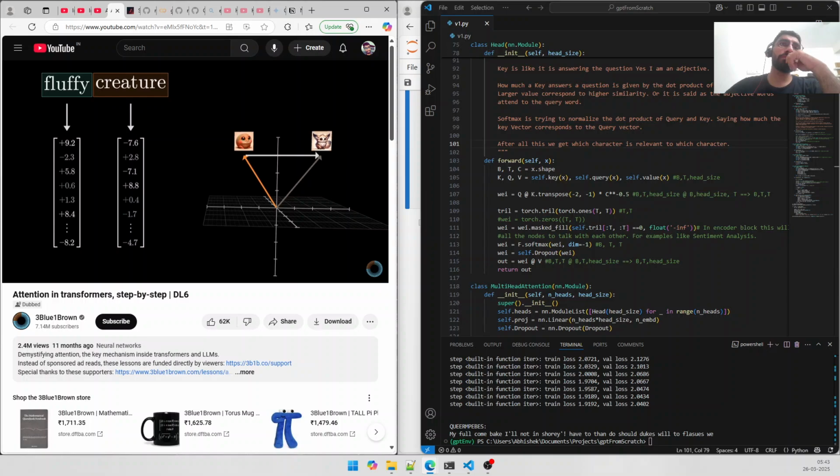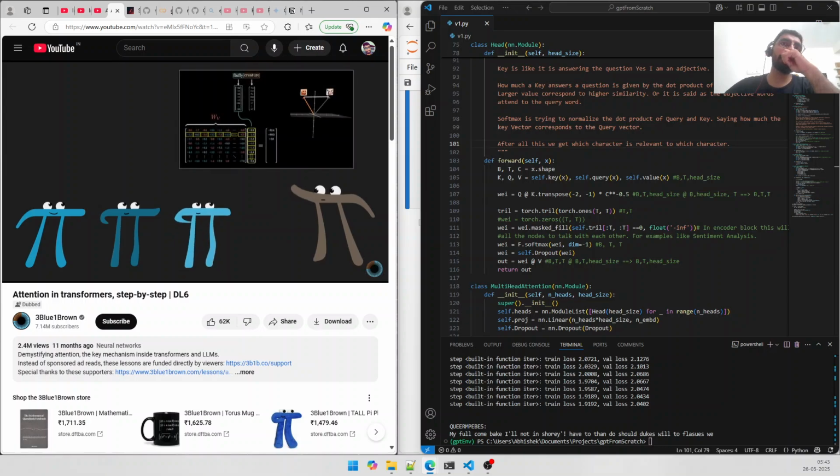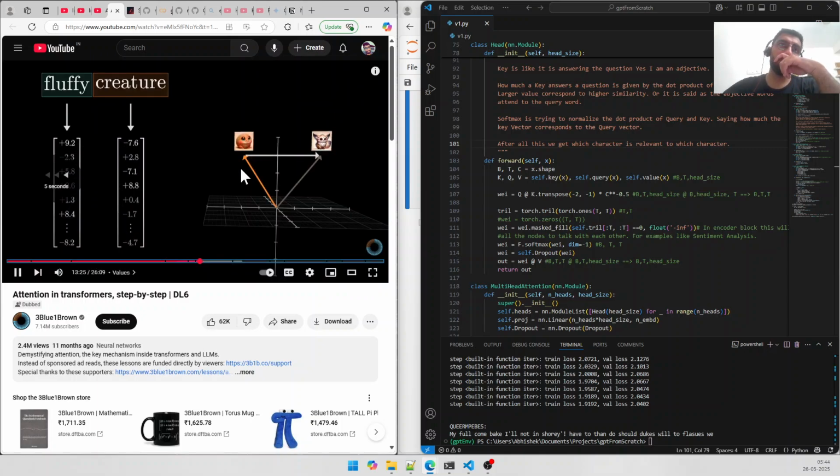For example, you want the embedding of fluffy to somehow cause a change to creature that moves it to a different part of this 12,000 dimensional embedding space that more specifically encodes a fluffy creature. What I'm going to do here is first show you the most straightforward way that you could do this, though there's a slight way that this gets modified in the context of multi-headed attention.